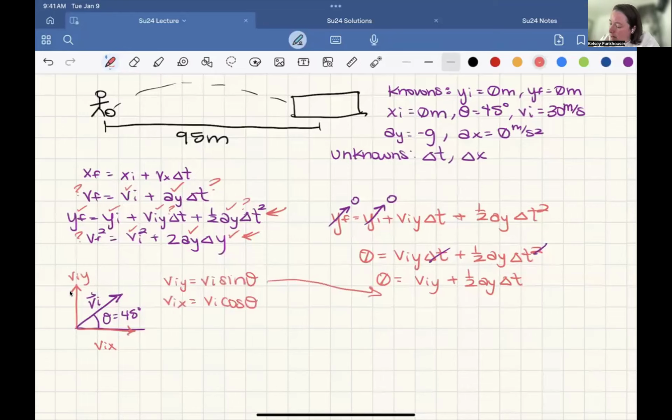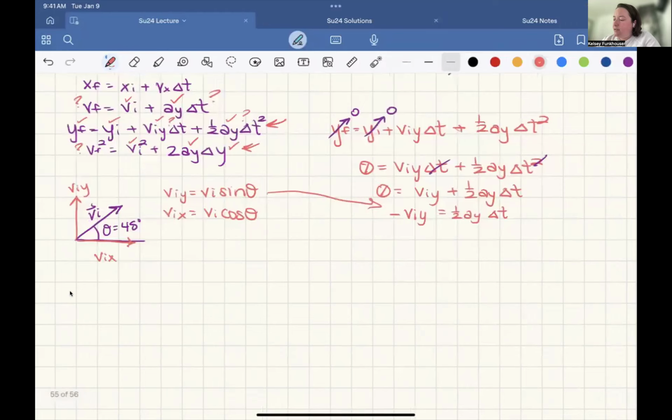So to do that, I'm going to subtract the initial Y from both sides. So we end up with negative V initial Y equals 1/2 acceleration in Y times the time interval. And then I'm going to divide 1/2 the acceleration in Y on both sides. So we end up with negative V initial Y over 1/2 acceleration in Y equals the time interval. Okay, so I'm going to move that over here, and then we'll put our equation for Y in there, and we have more information about our equation for the velocity in there, and we know more about acceleration in Y.